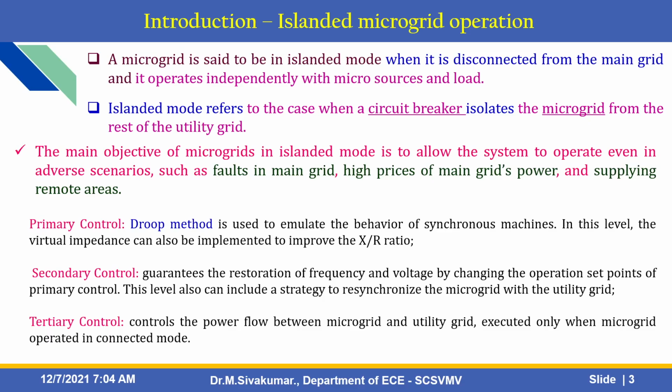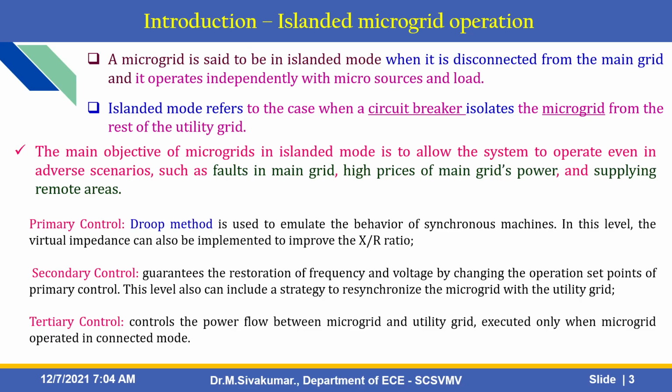A microgrid is said to be in islanded mode when it is disconnected from the main grid and it operates independently with micro sources and load. This is the common definition of islanded mode. Islanded mode refers to the case when a circuit breaker isolates the microgrid from the rest of the utility grid. The main objective of the microgrid in islanded mode is to allow the system to operate even in adverse scenarios such as a fault in the main grid, high prices of main grid power, and supplying remote areas.